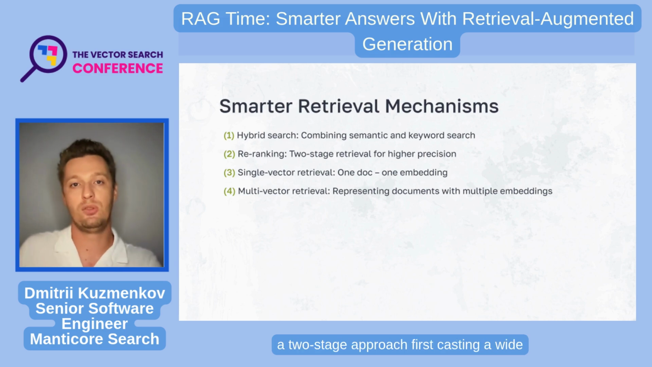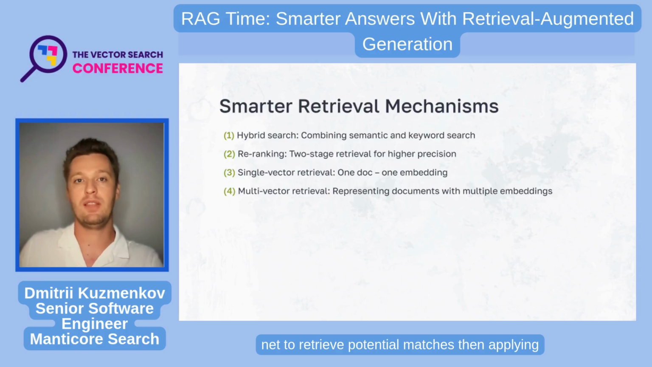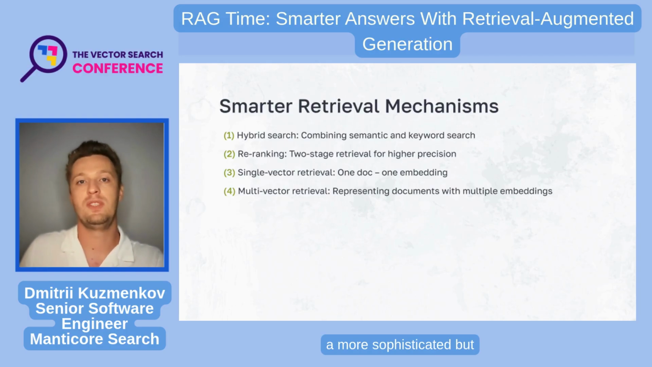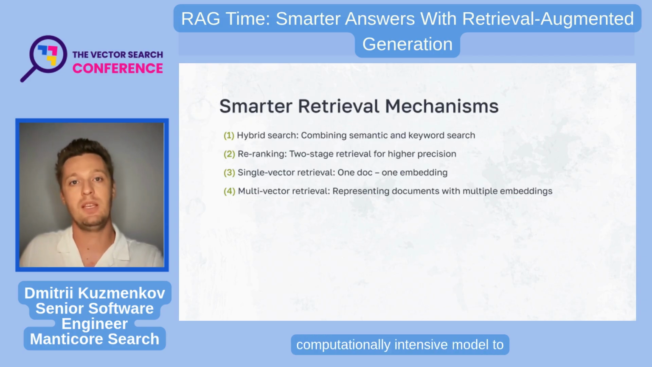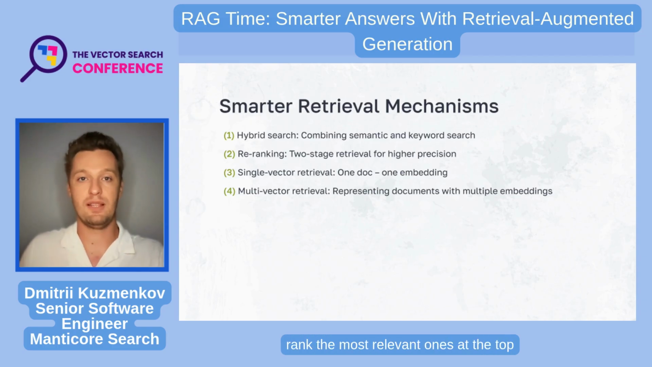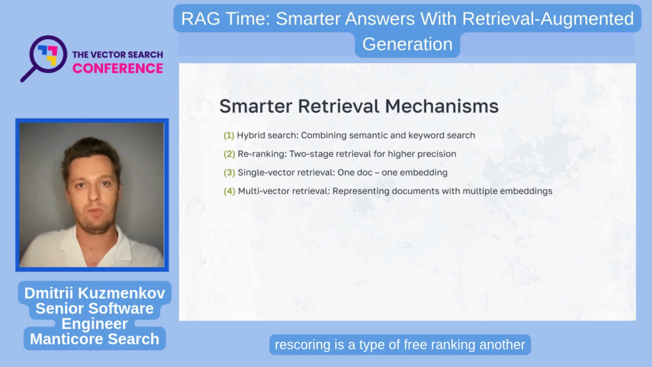Re-rank implements a two-stage approach. First, casting a wide net to retrieve potential matches, then applying a more sophisticated but computationally intensive model to rank the most relevant ones at the top.